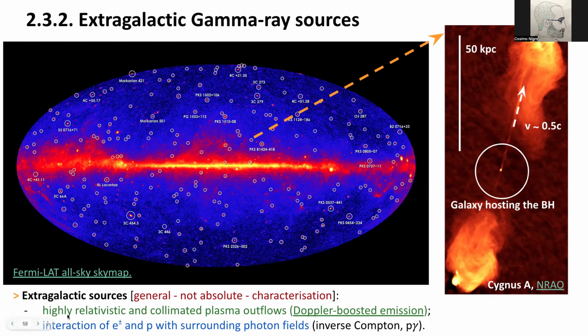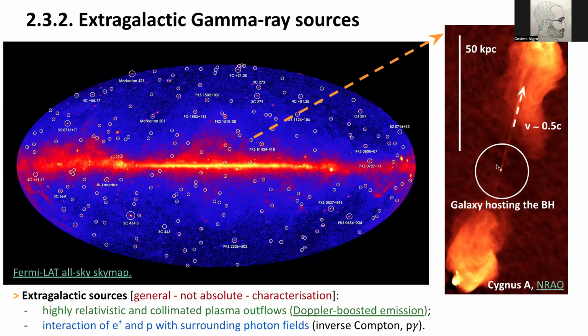So in this case, we have highly relativistic and collimated plasma outflows, differently than for the galactic sources, where we had basically non-relativistic and non-collimated outflows. And then we don't have much matter around here. We mostly have photon fields, which is radiation from the galaxy or the jet itself. So mostly we have interactions of electrons and protons with surrounding photon fields.